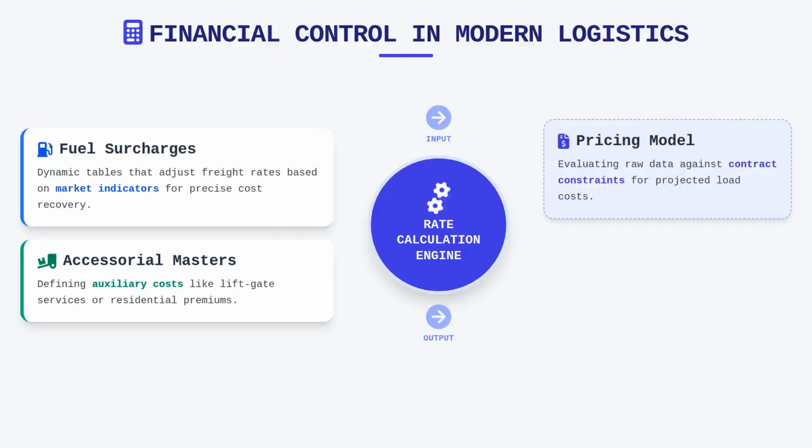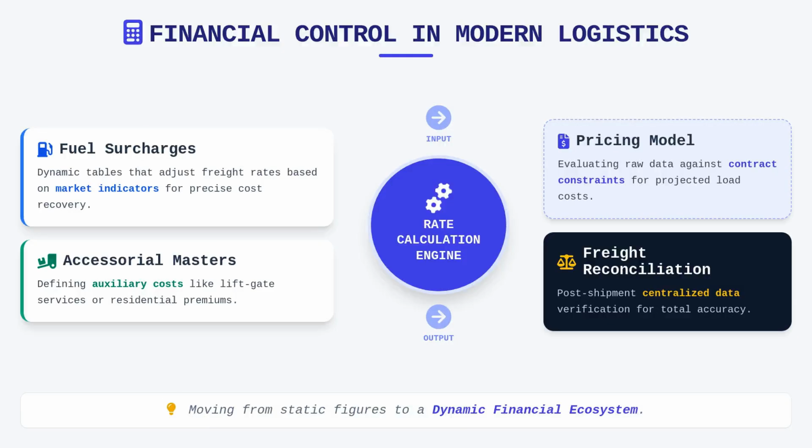When you configure these elements, you are essentially setting up a pricing model that the system will evaluate alongside your contract constraints. By centralizing these costs, you provide the system with the raw data it needs to perform accurate freight reconciliation during the post-shipment stage.